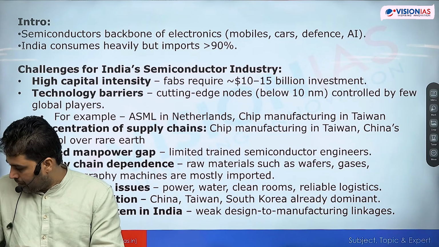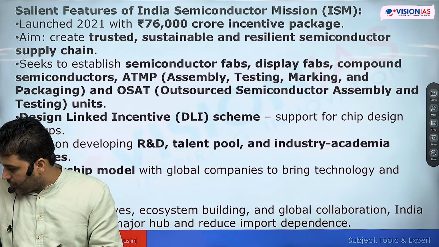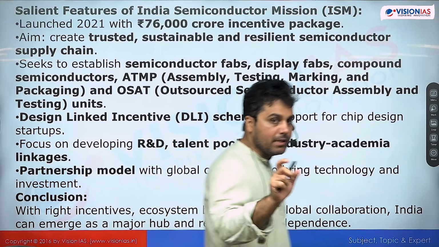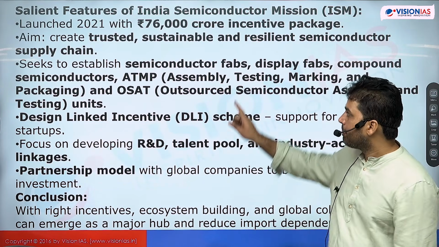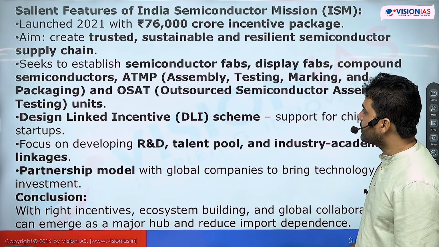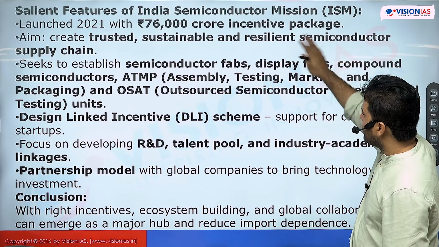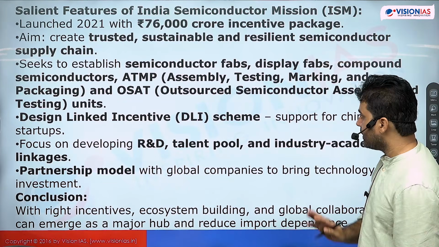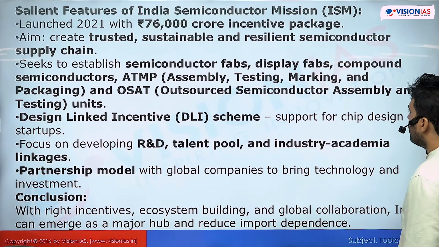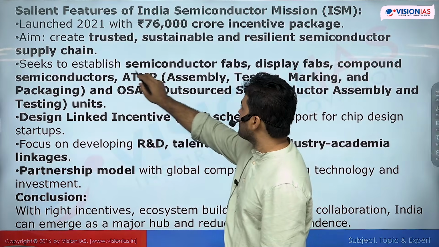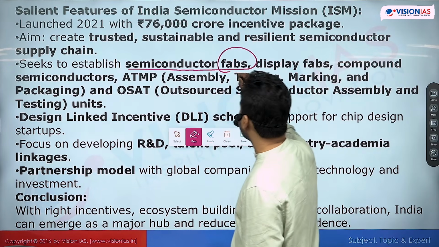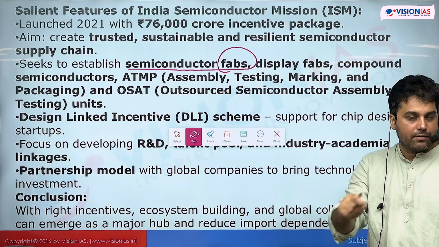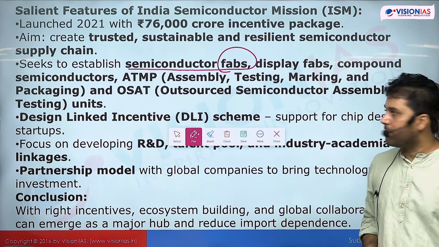Okay? And the salient features, you don't have to write everything, but let me mention again the keywords which you have to write about Indian semiconductor mission. Forget about this data 76,000 crore, ignore that. The main keywords we have to write, that we want to establish semiconductor fabrication unit. In shortcut, it is called fabs. The semiconductors we fabricate on wafers, we want to establish that semiconductor fabrication unit.